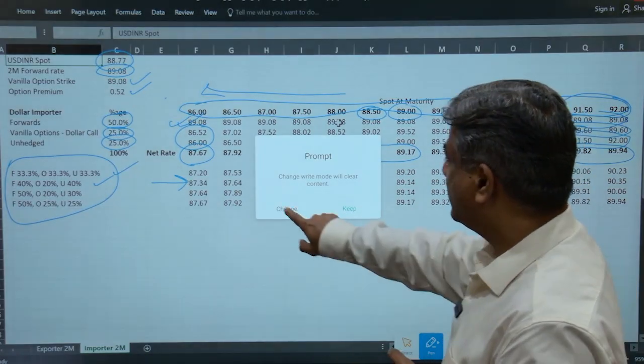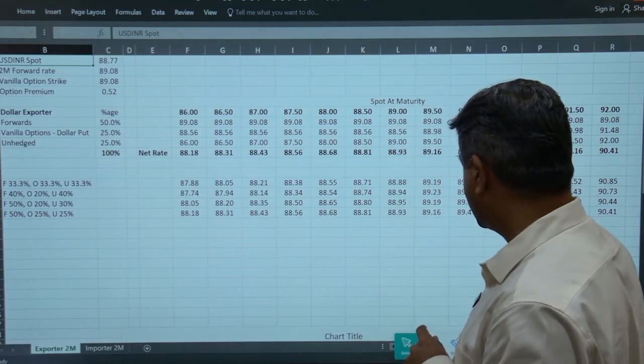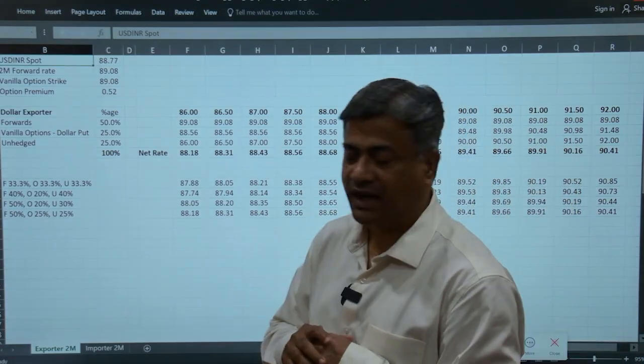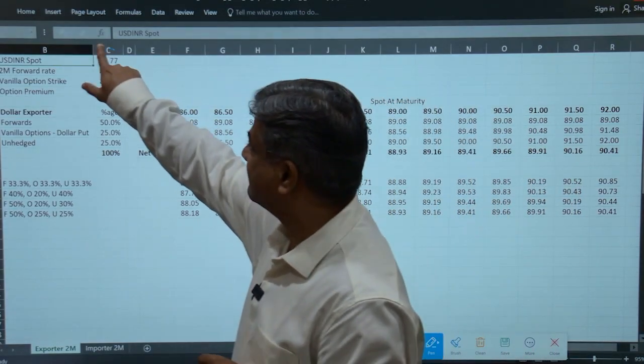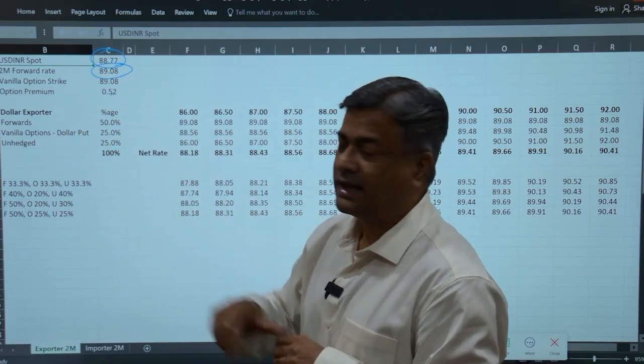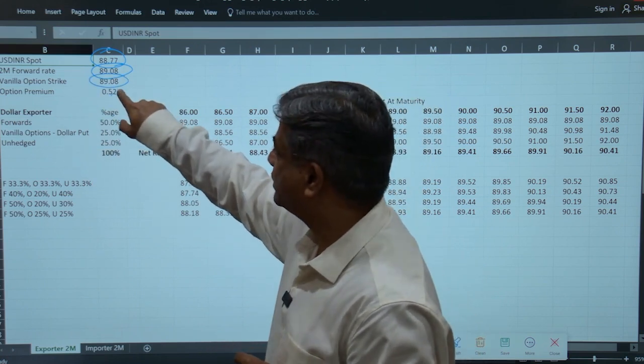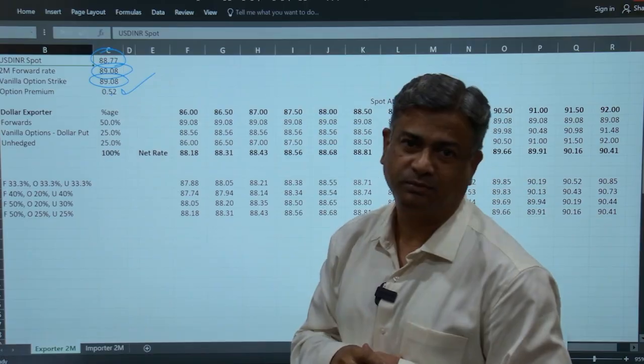So let us now see for an exporter. The situation is the same. We are at 88.77. The forward rate is 89.08, and I take a vanilla option at 89.08. I pay 52 paisa as option premium.